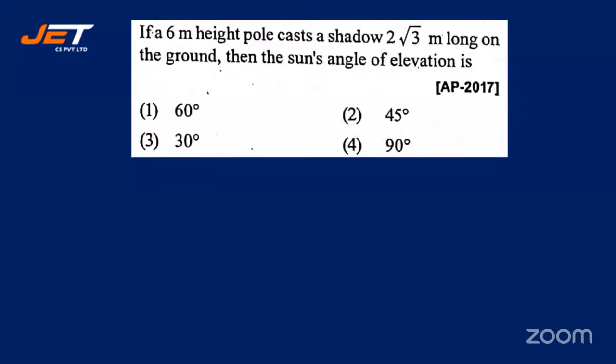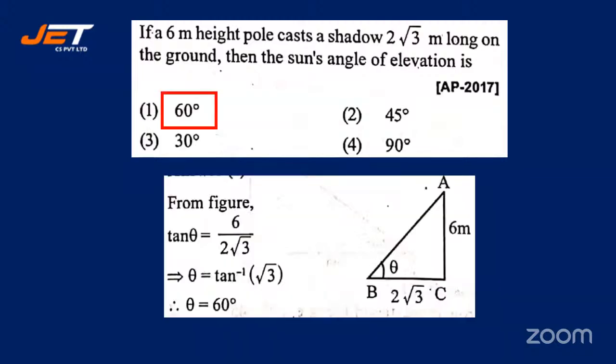See the next question. If a 6 meter height pole casts a shadow 2 root 3 meter long on the ground, then the sun's angle of elevation is dash. In this figure, you can see that the height of the pole is 6 meter and the shadow is 2 into root 3. That is the adjacent side. Opposite side by adjacent side is nothing but tan theta. So tan theta is equal to 6 by 2 root 3. Therefore, theta will be equal to tan inverse of root 3.